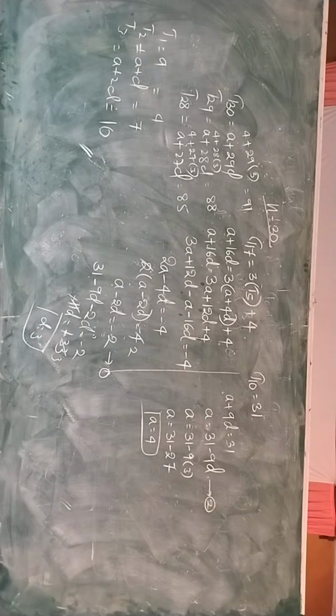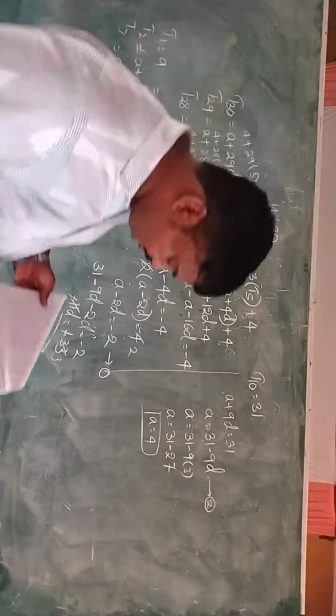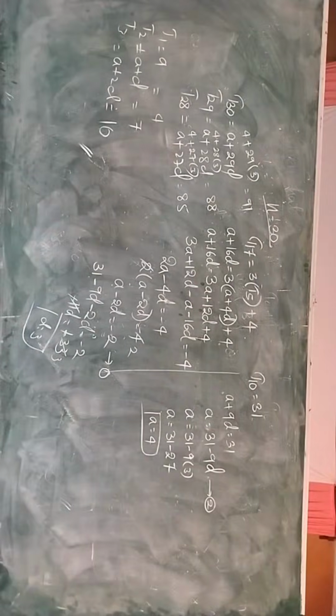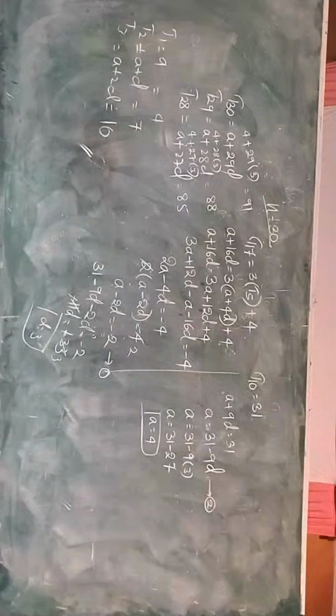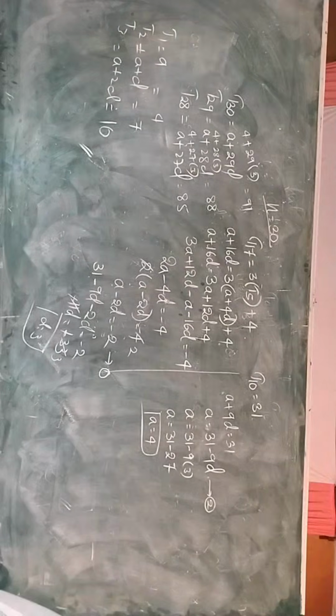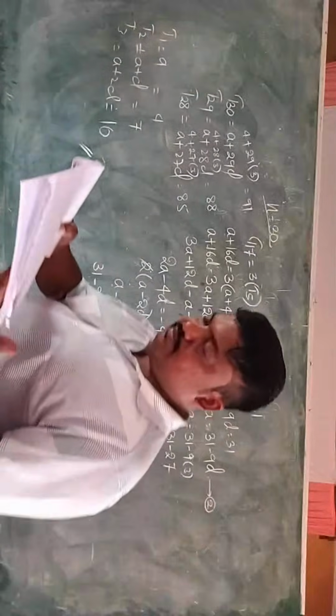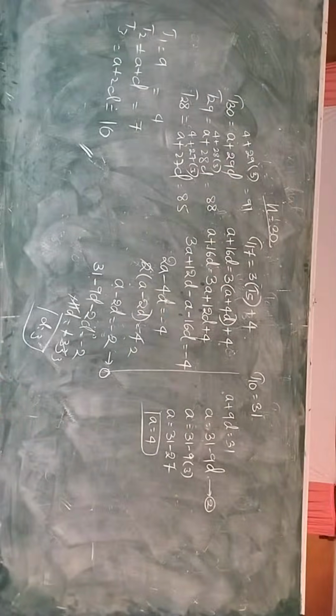Okay. Homework you can note down. I think I have already solved this question, so once again you can practice this. The pth term of an arithmetic progression is q, and the qth term is p.